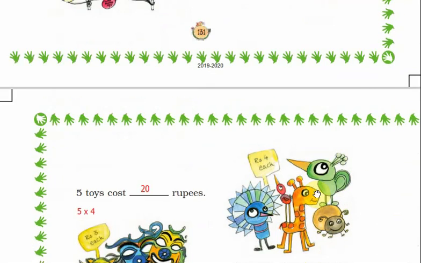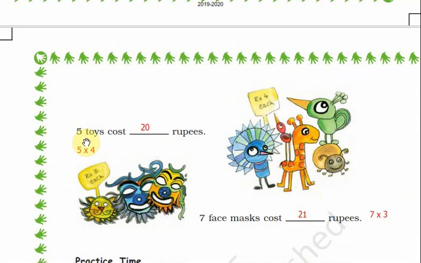Take the next page. 5 toys cost dash rupees. You can see the toys here. What is the cost of 1 toy given here? You can see here rupees 4 each. So the cost of 1 toy is rupees 4. How many toys do you have to purchase? You have to purchase 5 toys.